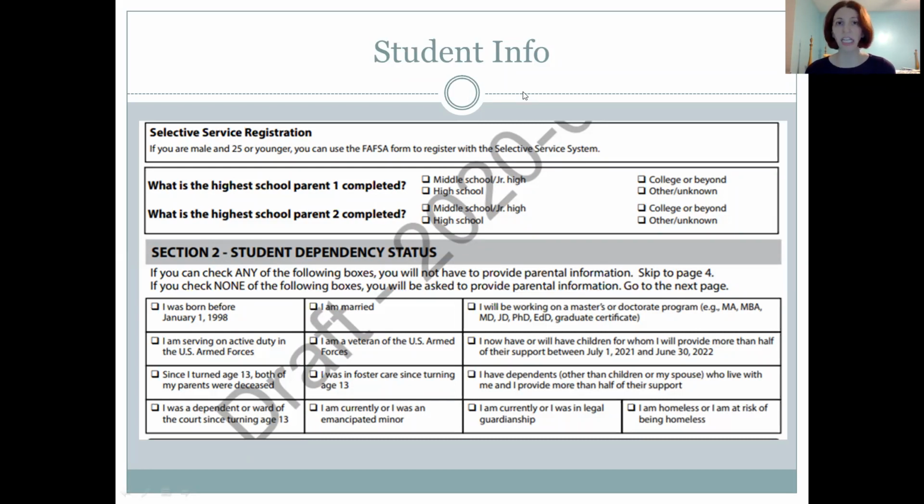Now, most likely, 9 times out of 10, students coming from high school don't meet any of these criteria, and they would be considered a dependent student. And what that means is, as a dependent student, they will have to provide parental information on the FAFSA in order for it to be valid.